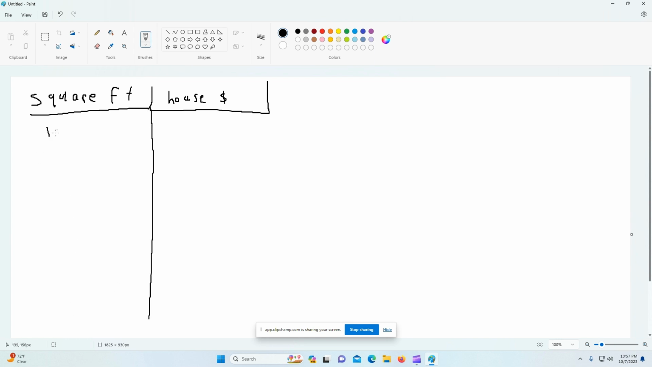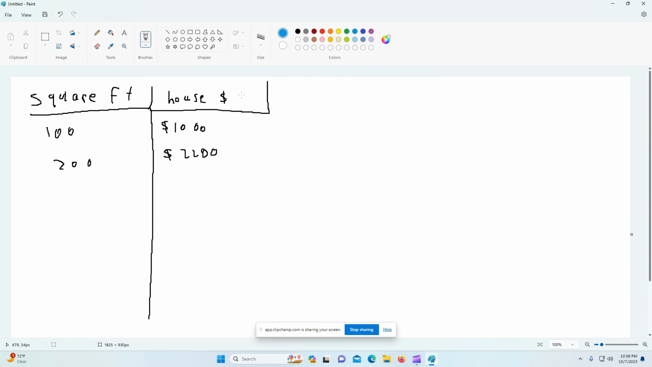Now say a 100 square feet house is going to be $1,000, for example. A 200 square feet house is going to be $2,200, and so on. I'm not going to make a whole data set.